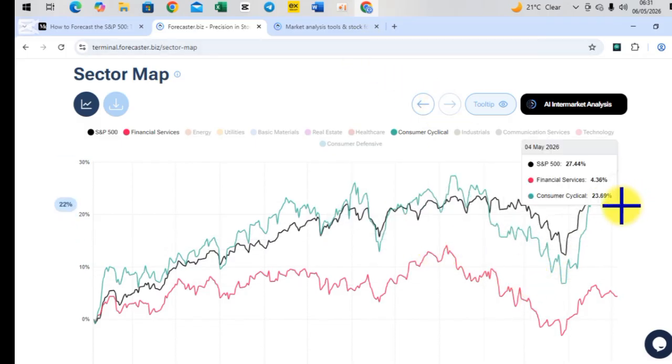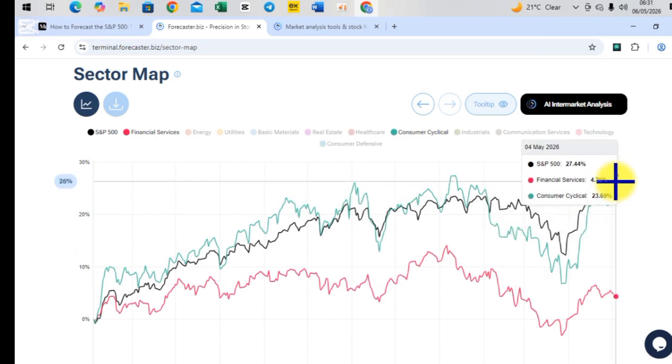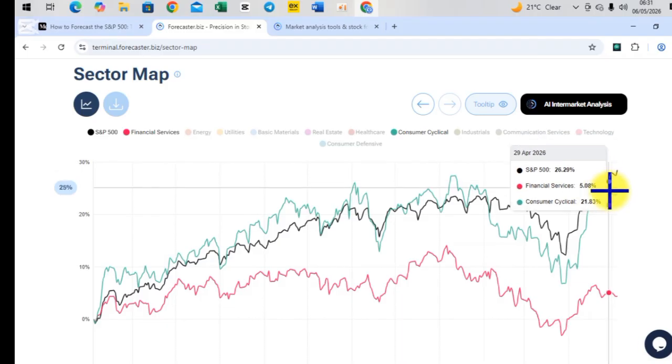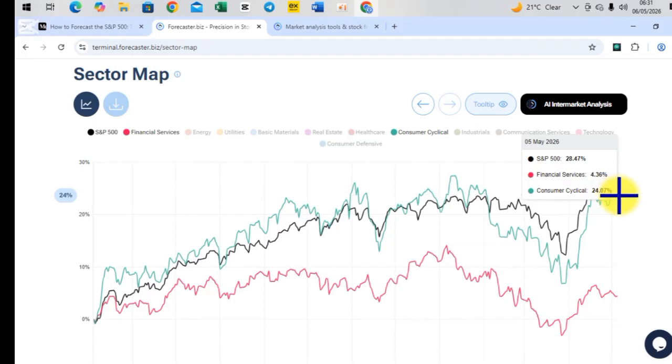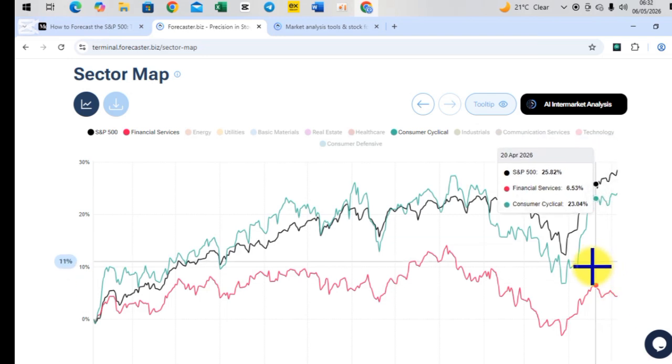So for example, if I move like here, currently the S&P 500 is 24.44. It's moving faster, actually 28.47%, which means it is moving faster than most of its sectors. Then if we look at the consumer cyclical, it's just 24.07, and the last one, which is lagging behind, is the financial services with 4.36 in terms of appreciating or going up.